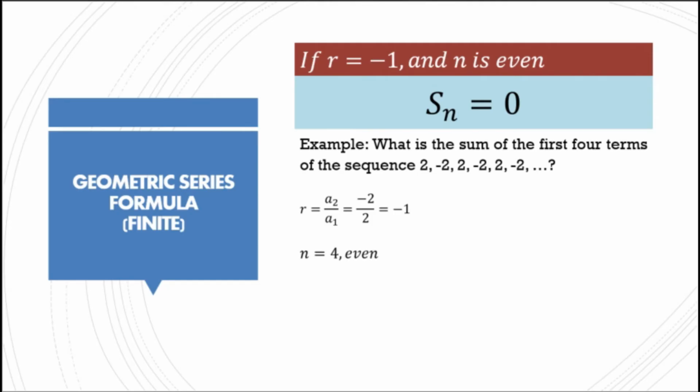And n is equal to 4, since we will be getting the sum of the first 4 terms, and 4 is an even number. Therefore, even without solving for their sum, we can already tell that the sum of the first 4 terms in the sequence 2, negative 2, 2, negative 2, and so on and so forth is 0.